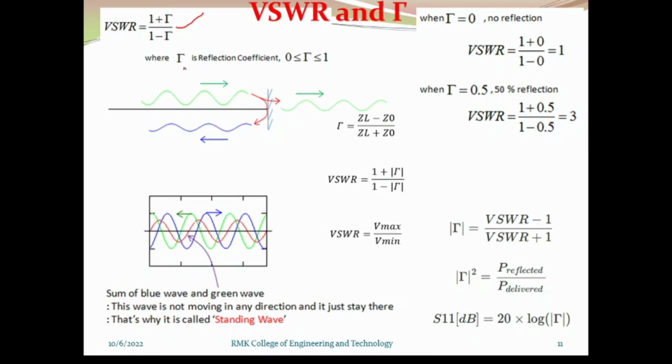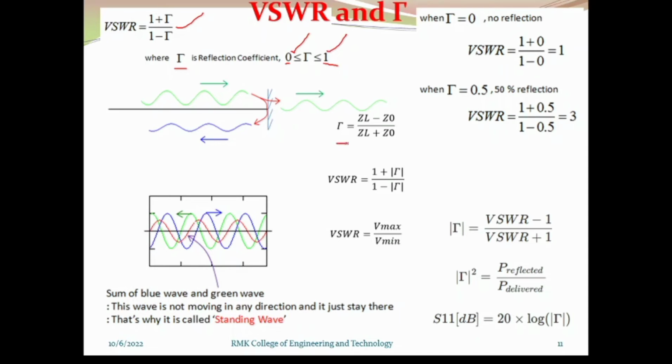So your reflection coefficient, the minimum value will be 0, that says there are no reflections. If there is maximum reflection, your reflection coefficient will be 1. So the reflection coefficient will always be between 0 and 1, whereas in the case of VSWR, it is always between 1 and infinity, right? So these are the relations between VSWR and the reflection coefficient.